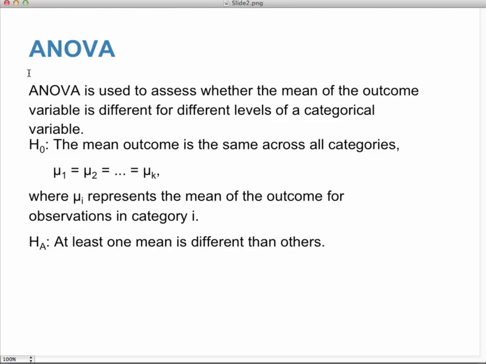Let's talk a little bit more about what it actually is all about. So ANOVA is used to assess whether the means of an outcome variable are different across different levels of a categorical variable. What that means is that you have multiple means, you have multiple populations, and what you're trying to do is decide across those multiple populations, those being your categories, are the means for each of those categories the same? Where mu1 is equal to mu2 is equal to mu3 up to mu sub k, where you've got k categories, k for category because mathematicians can't spell very well, okay? So that's the basic idea of what we're talking about.